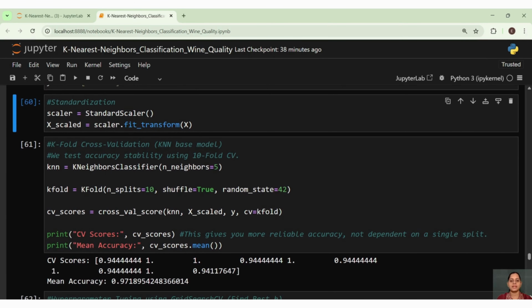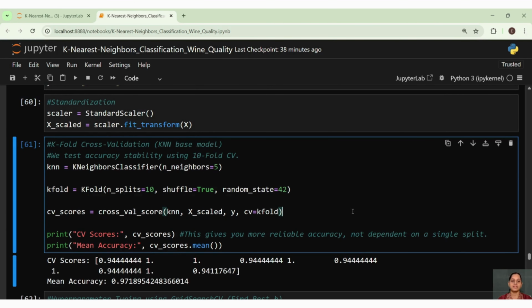Then what is the next step, guys? We can understand, or we can implement our KNN. KNN is our model, right? So what is the first point? We have to get my object KNN.